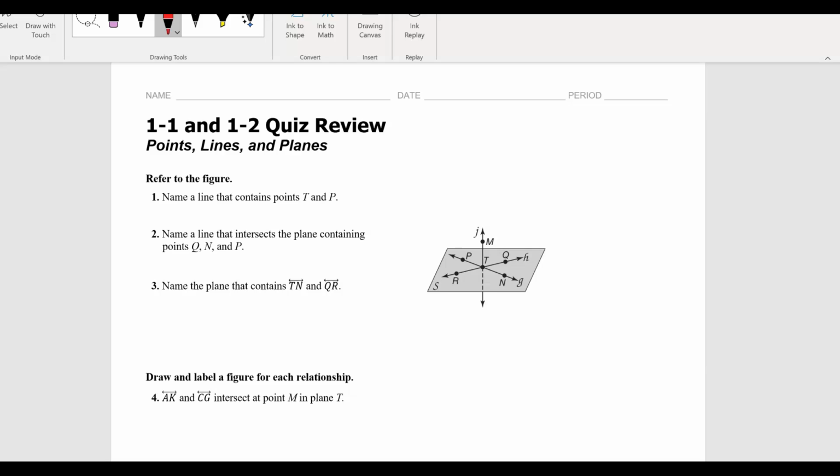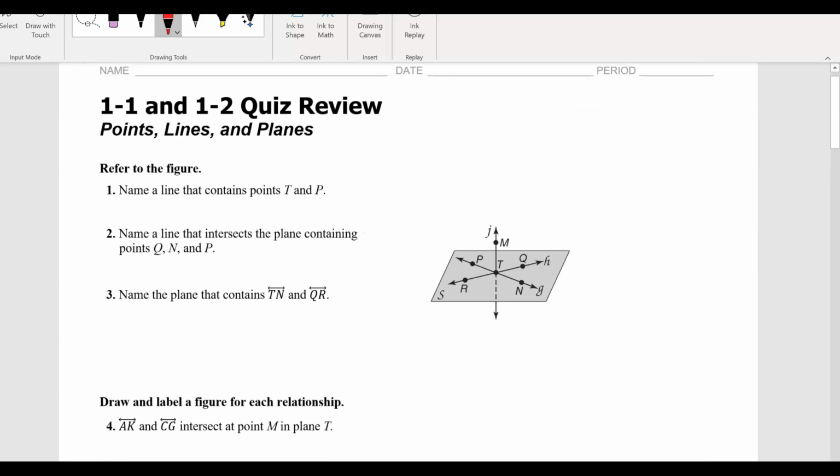So in the first two sections, we have a couple of overlapping concepts, but in some ways might not feel exactly the same. But we have our points, lines, and planes, and then we have our understanding of linear measurement. So let's look at the first question here.